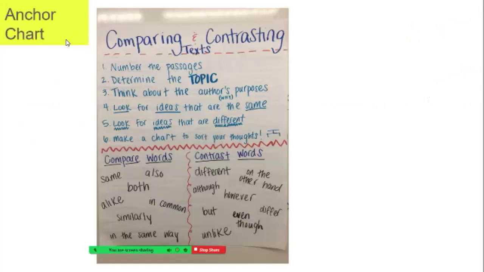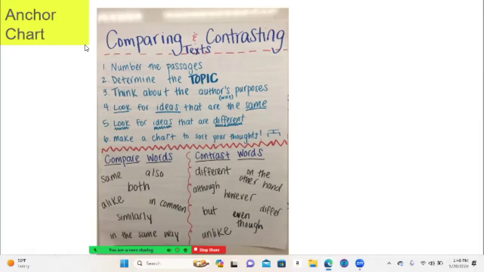Let us view this anchor chart on comparing and contrasting texts. So number one, we're going to number the passages so that we know the number of paragraphs in the passage. We're going to determine the topic of each story. So we want to find out what's the main idea that the author is trying to bring across to the reader. We're also going to think about the author's purpose. Why is the author writing this story? Is it to inform us? Okay, so there are various purposes: to inform, entertain, persuade.